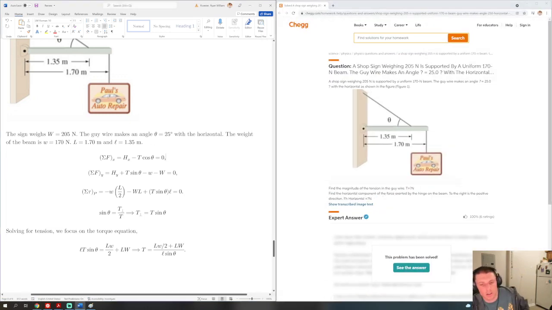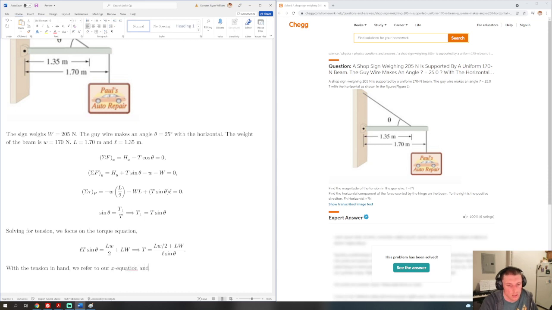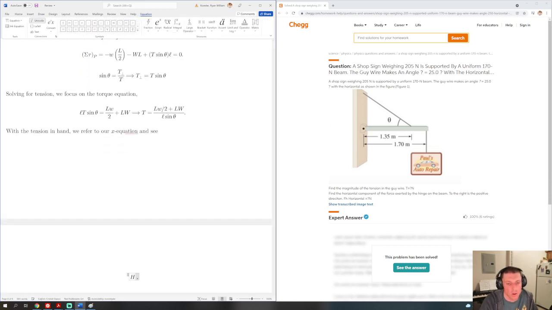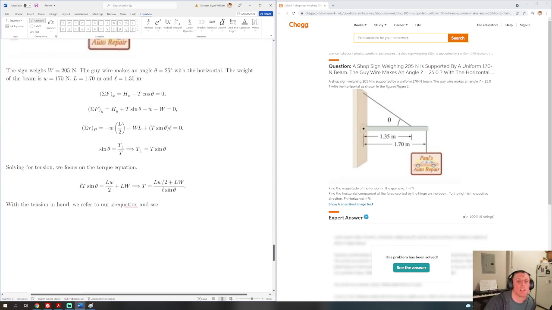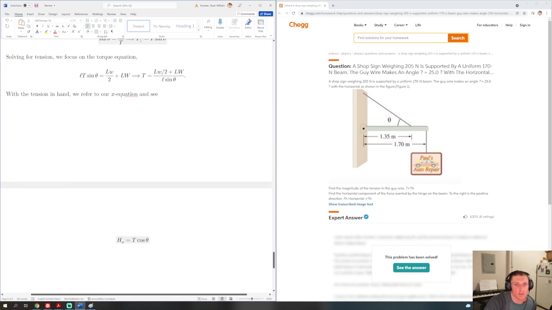And yeah, so we could do this in one line now, right? Because with the tension in hand, we refer to our x equation and see that the x component of the hinge force is just T cosine theta. We already wrote out our net force equations, and so that's it, because we already have T. All we do is multiply this by cosine theta and we have it. So I'll just do that. Just this times cosine theta.